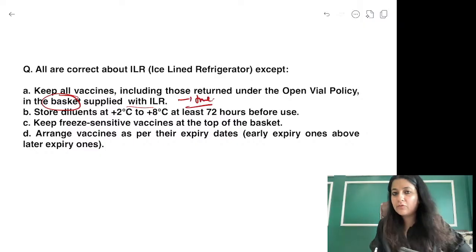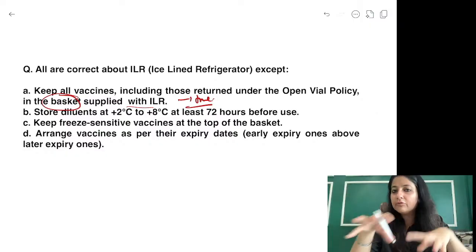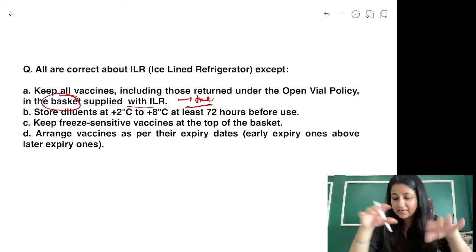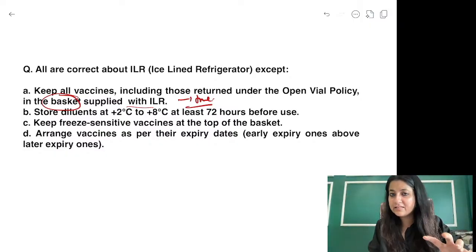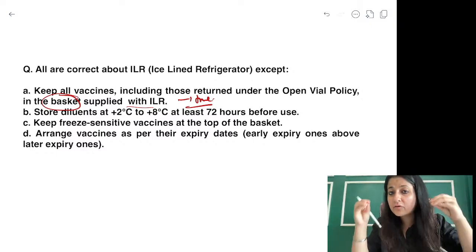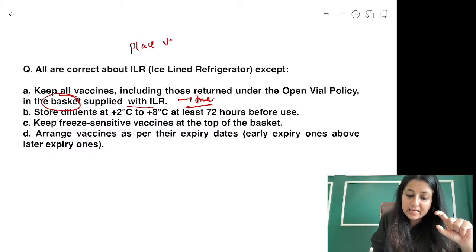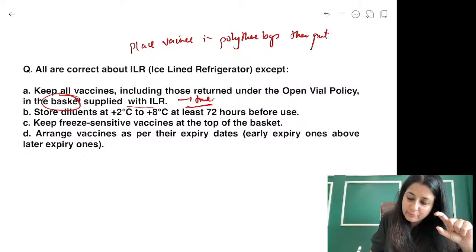If you actually see it, this time I have uploaded on the Prep Ladder app in the main videos a visit to an Urban Health Center where I have actually shown you the ILR and how the vaccines are kept. So in case you have time, you can refer to it anytime. You will never keep the vaccines directly. You will keep them in the basket. Similarly, guys, for vaccine carriers and day carriers, you will never keep the vaccines directly. You always place the vaccines in polythene bags, then put them in carriers.